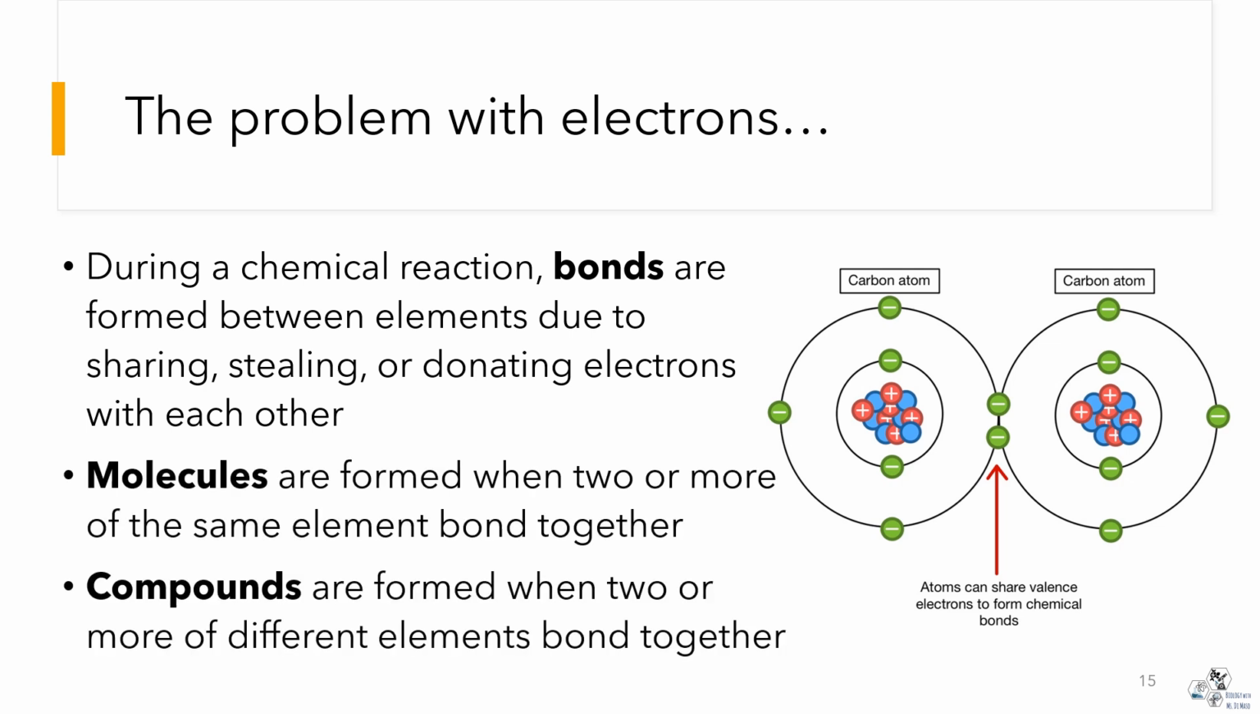Now, molecules are formed when two or more of the same element bond together and share or distribute electrons with each other. That's going to be something like oxygen gas or nitrogen gas. It's two of the same element bonded together. Compounds are formed when two or more different elements bond together. Something like water, or something like hydrogen peroxide or methane. Those are all multiple different atoms of different elements bonding together.